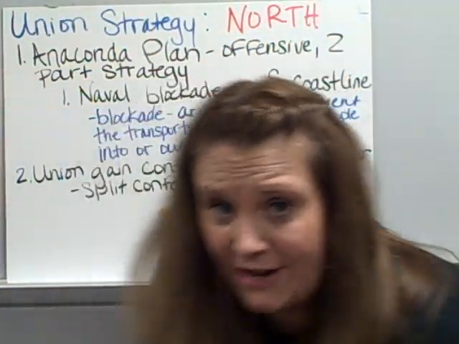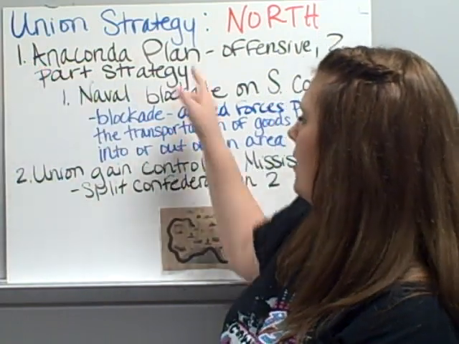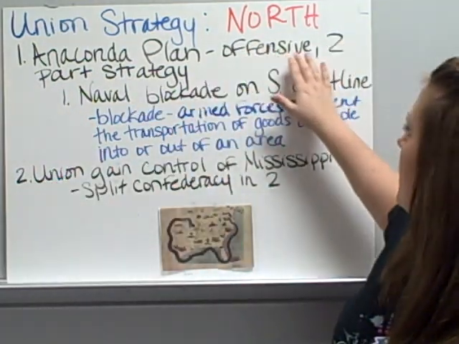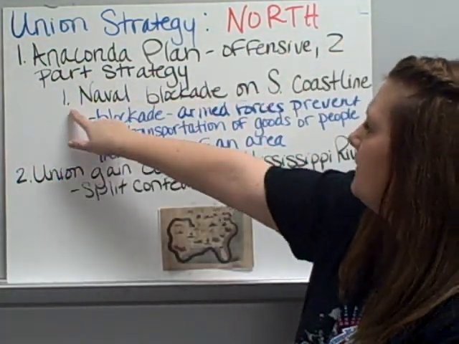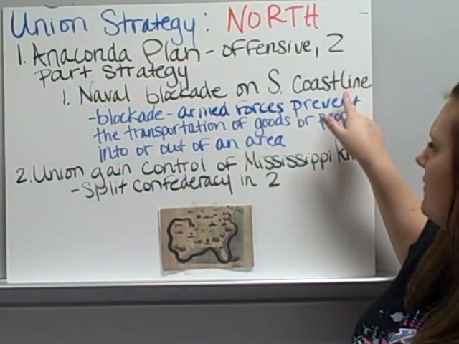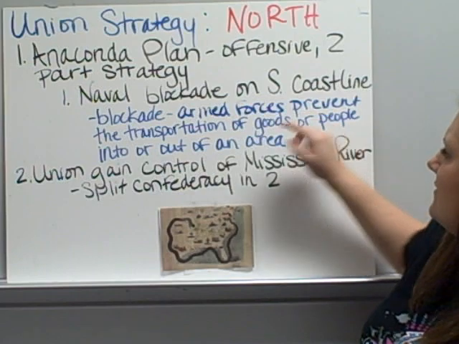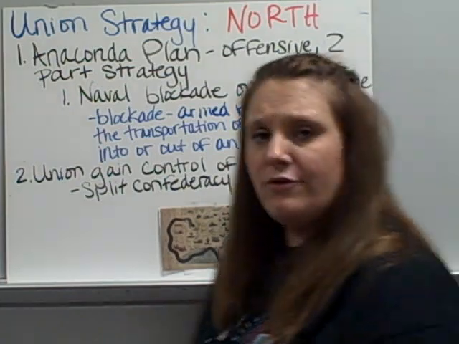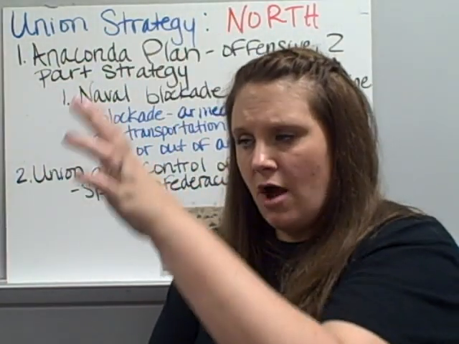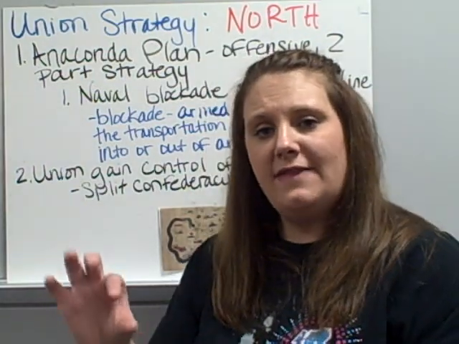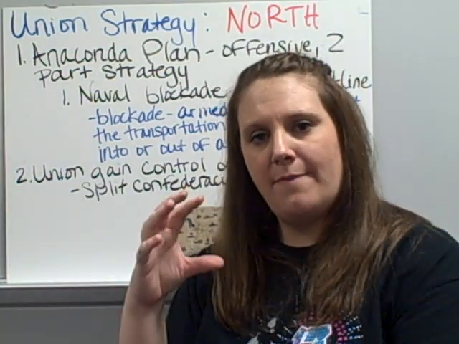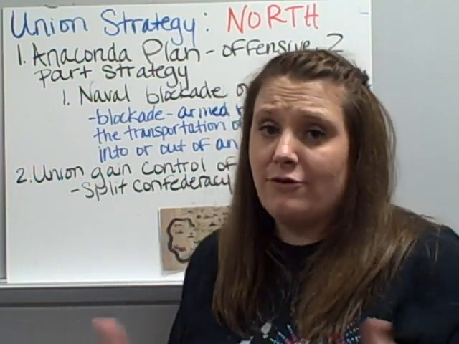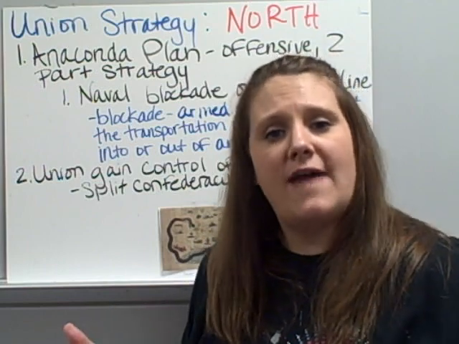Okay, the Union strategy. The Union strategy is going to be called the Anaconda Plan. What the Anaconda Plan did was it was an offensive two-part strategy. The first part was going to be a naval blockade on the southern coastline. A blockade is when armed forces prevent the transportation of goods or people into or out of an area. So the North was going to send their Navy ships all down along the coast of the South, blocking them from getting any supplies from Europe or selling any cotton. So they weren't going to be able to get any goods in or out, and they thought, well, that's going to cripple their economy, and that's going to keep Europe from providing aid for them.